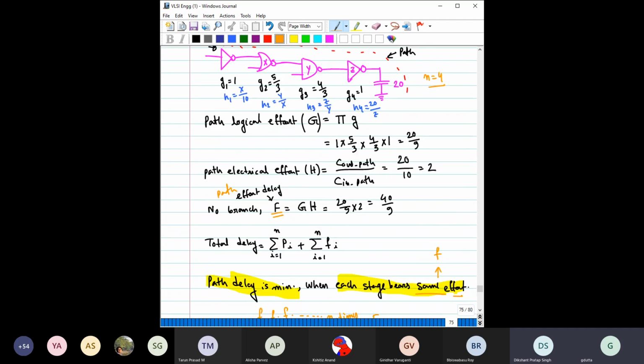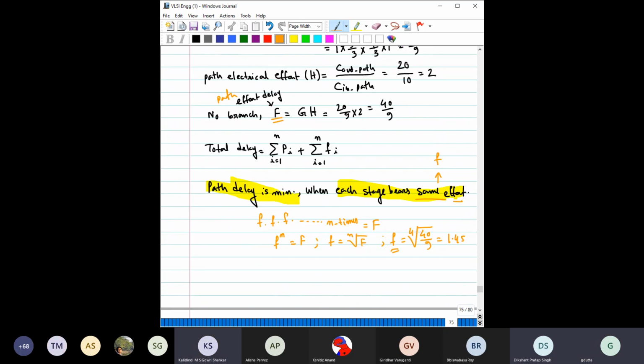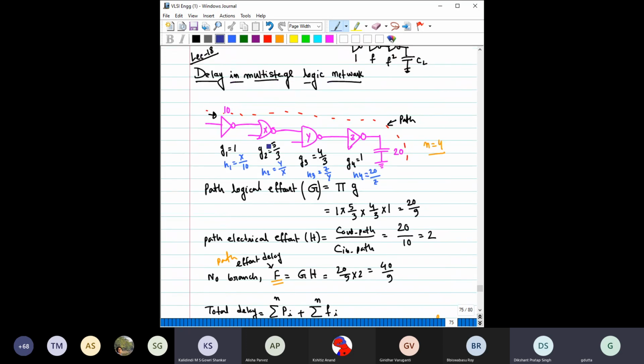Now this is the criterion for f which will give you the minimum delay. We also know, I think we have already done this. Let me check it out here.